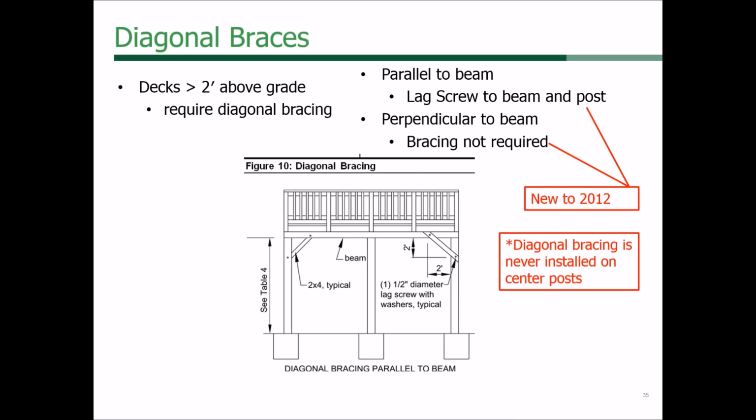The hold down devices are going to be stiffer and stronger, and so they would take the place of that. The second is, don't have those diagonal braces on the center posts. The reason for that is the center post is already taking more tributary area, more vertical load. We don't want to add bending moment into that post as well with the knee brace.